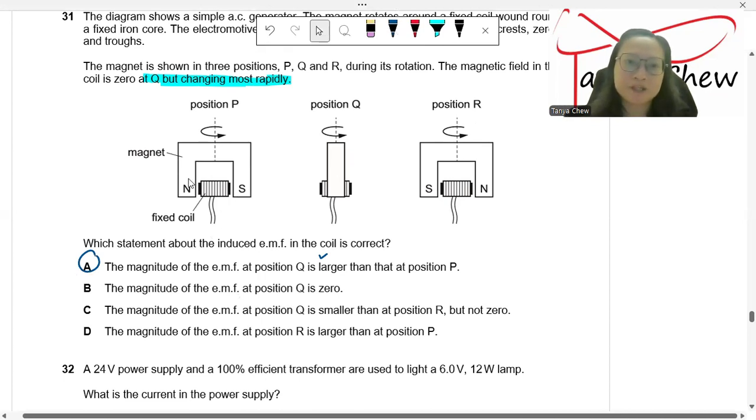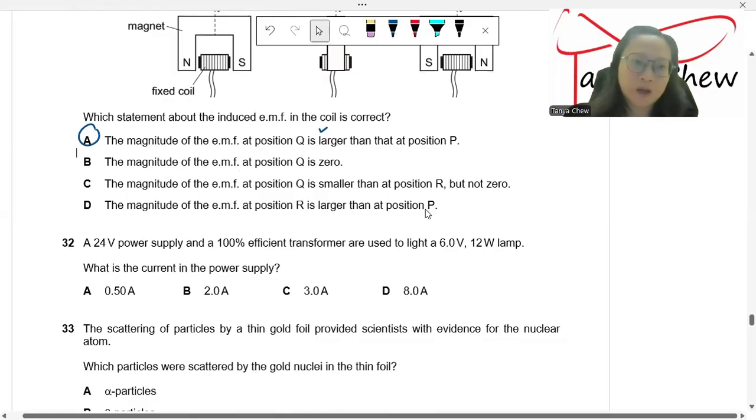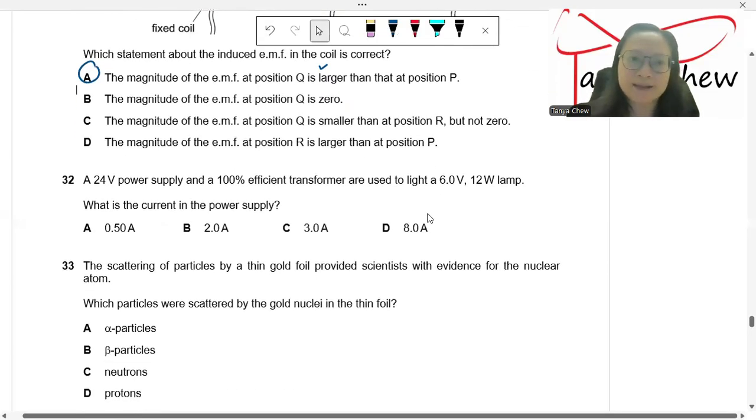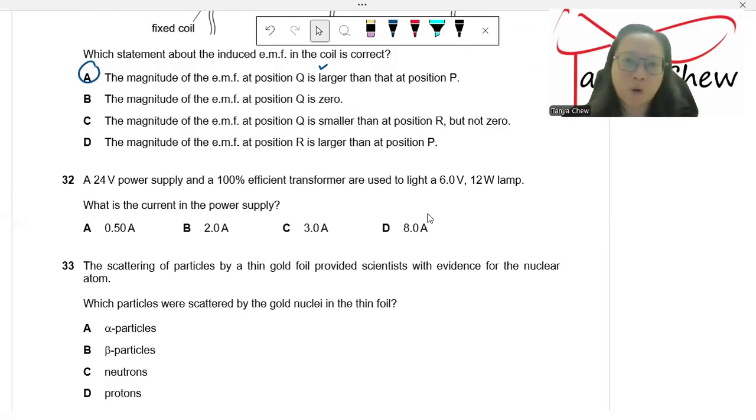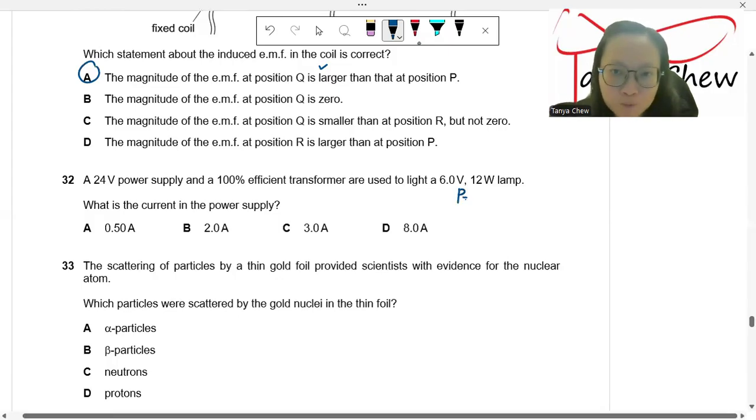Magnitude of the EMF at position P and R are 0. Number 32. A 24-volt power supply has a 100% efficient transformer used to light a 6-volt 12-watt lamp. What is the current in the power supply? Now, when you see that the question has already mentioned that this is a 100% efficient transformer, that also means that the total input power is equal to the output power. Input power, I will put I input, V input. Output, I will put I out, V out.